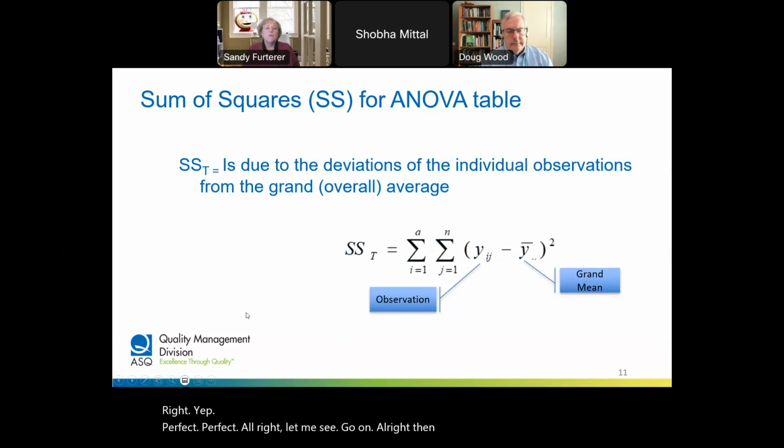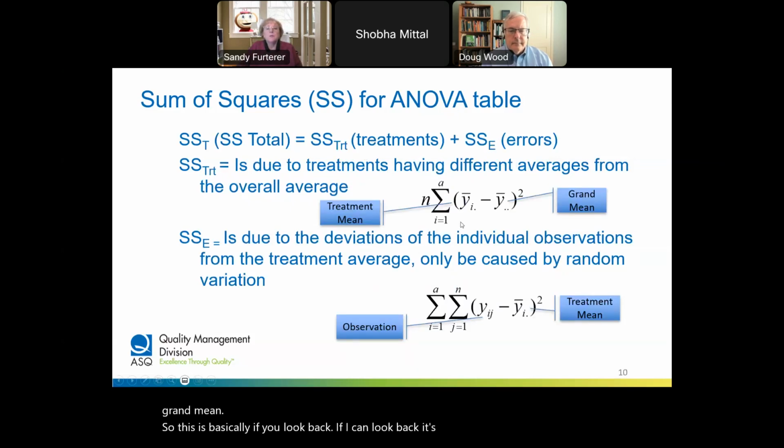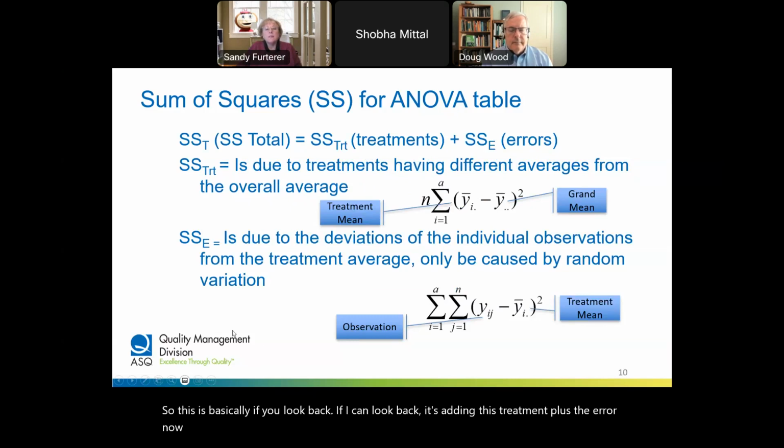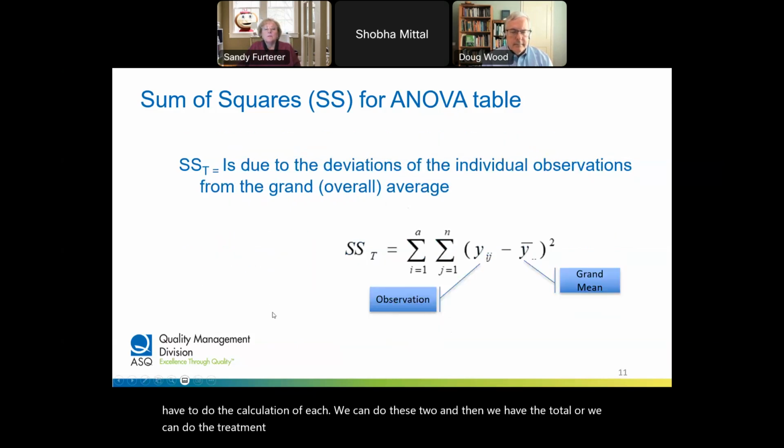Then we have the total, and this is each individual observation again across all of them, so all 20, and subtract off the grand mean. So this is basically, if you look back, adding this treatment plus the error. Now, the nice thing about it is, since we've got this formula that sums them, we don't actually have to do the calculation of each. We can do these 2, and then we have the total, or we can do the treatment and subtract that from the total, whichever way you want to do it.